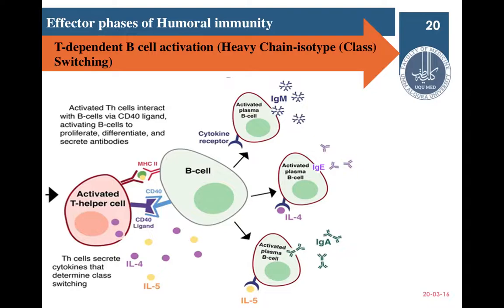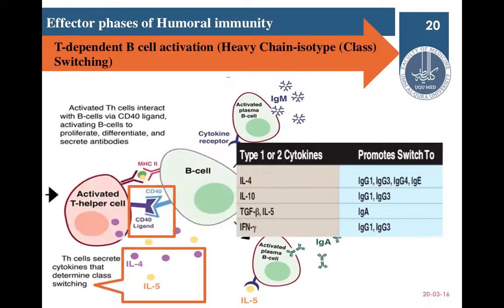And this change in the FC region or the constant chain depends on the activated follicular helper T cell when it is interacting with the B cell with the help of MHC class II and CD40 ligand. This time they produce the cytokines. Here you can see IL-4, IL-5. These cytokines will determine which antibody is going to be produced by these plasma cells. So this interaction is very important, and the cytokines are even more important.